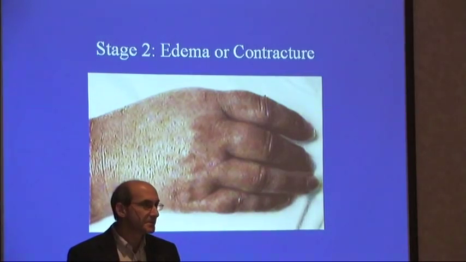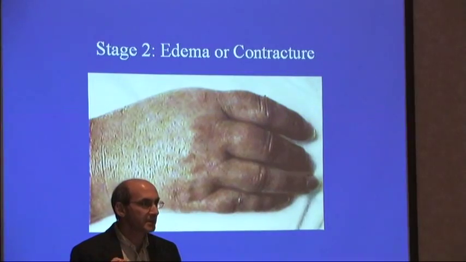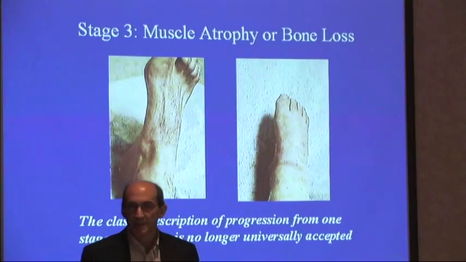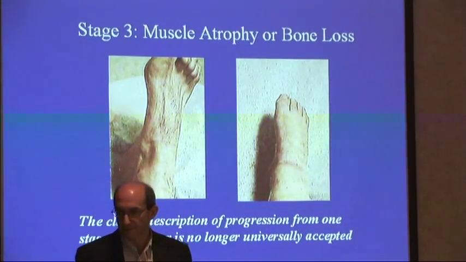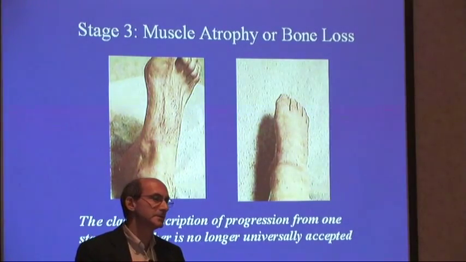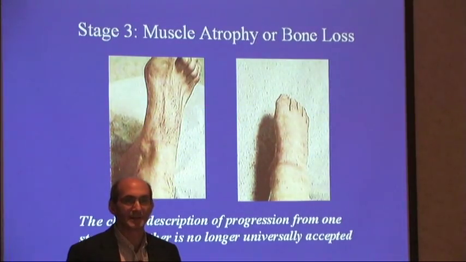When you go into stage 2, we have classically defined edema and contracture. Not contraction, but contracture. There's a lack of full motion. In stage 3, you get bone loss, or osteopenic atrophy, and muscle atrophy. If you read the literature, it talks about this progression of stage 1, 2, and 3. Most doctors that are involved in dystrophy will tell you that that classic progression doesn't necessarily exist. You can get somebody that goes right into stage 3, or it can take time, or they may not ever make it into stage 3.